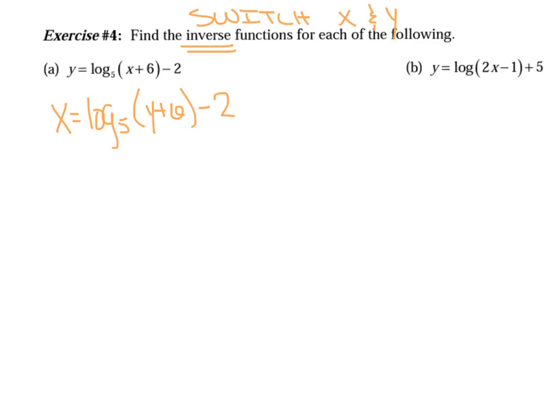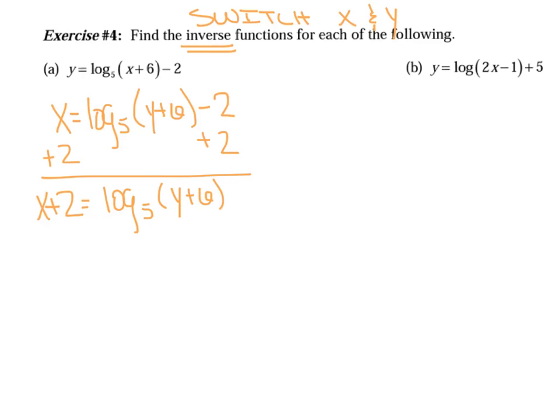Okay, now somehow we've got to get this y by itself. So the first thing I'm going to do is add 2 to both sides. And I'm going to say x plus 2 equals log base 5 of the quantity y plus 6. Now, I'm not allowed to subtract the 6 yet because it's trapped within those parentheses. So what I'm going to do now is go around the world. I'm going to convert to exponential. I'm going to say 5 raised to the power of x plus 2 equals the quantity y plus 6.